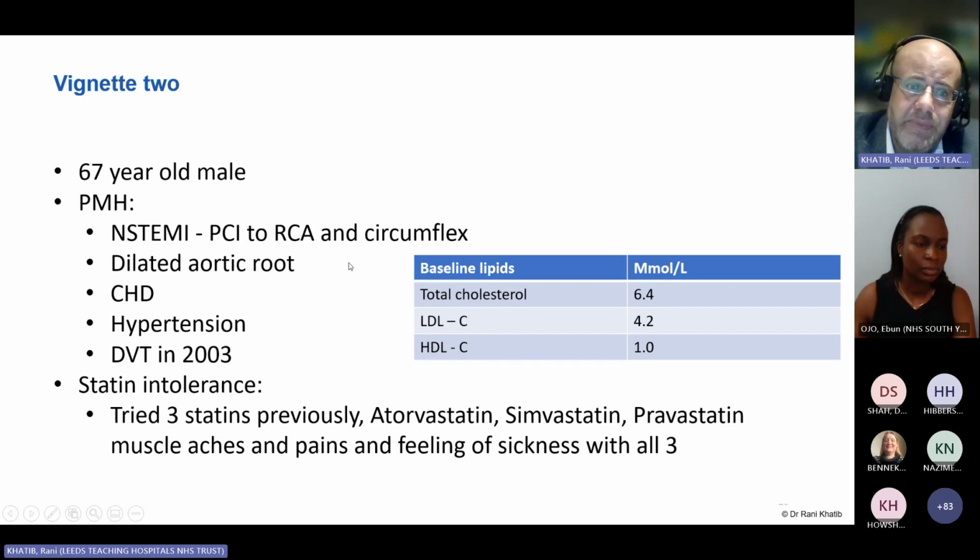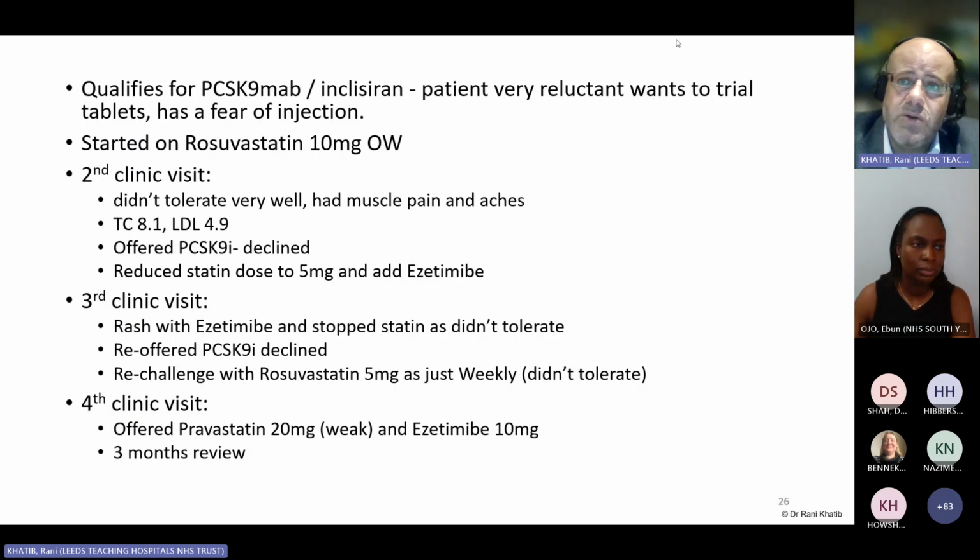We asked him, okay, so what would you like us to do? Would you like us to give you an injection? Because we thought, you know what, he doesn't want to try anything. But it's interesting, he wasn't actually refusing the idea of tablets. To the contrary, he did not want injections because he had fear of injections.